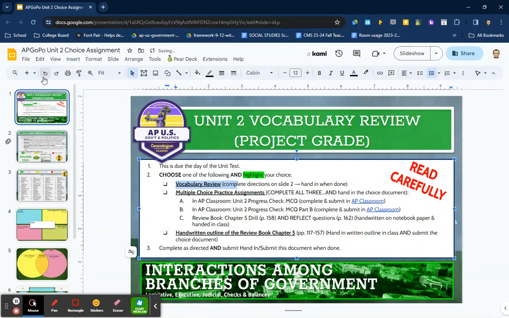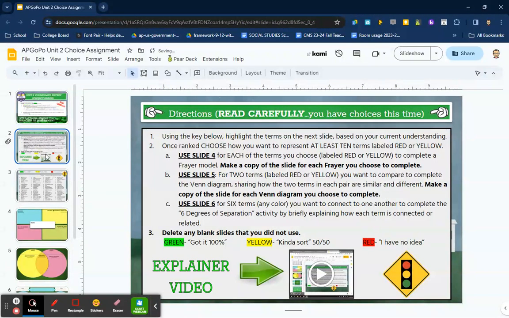Right? If you're doing the vocab assignment, this one's a little different. In the past, I gave you some slides, Frayer models, Venn diagrams, six degrees of separation, and you just filled them in and you were good to go. This says you have a choice, so you probably have to duplicate some slides, and you will have to get rid of some slides maybe, okay?